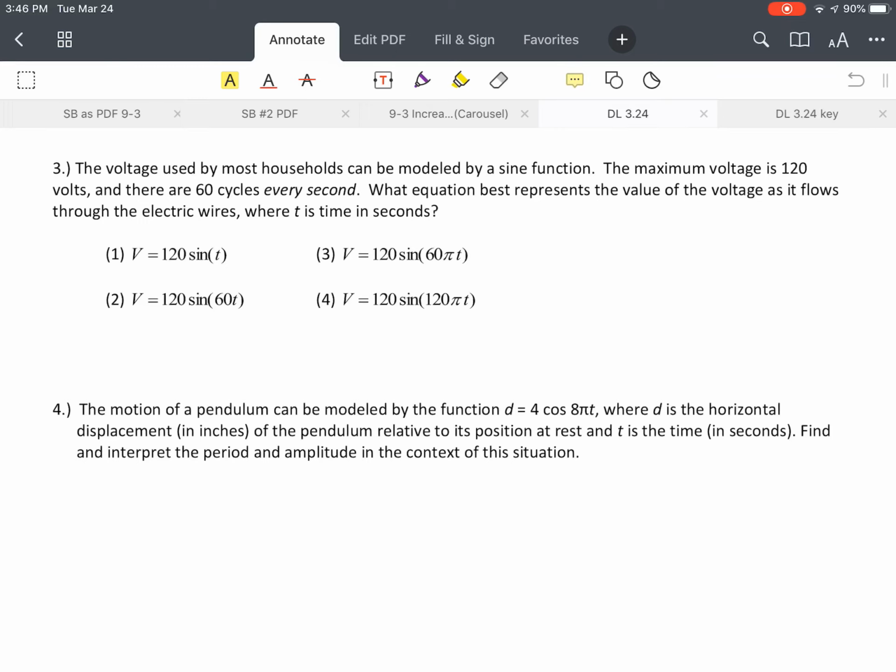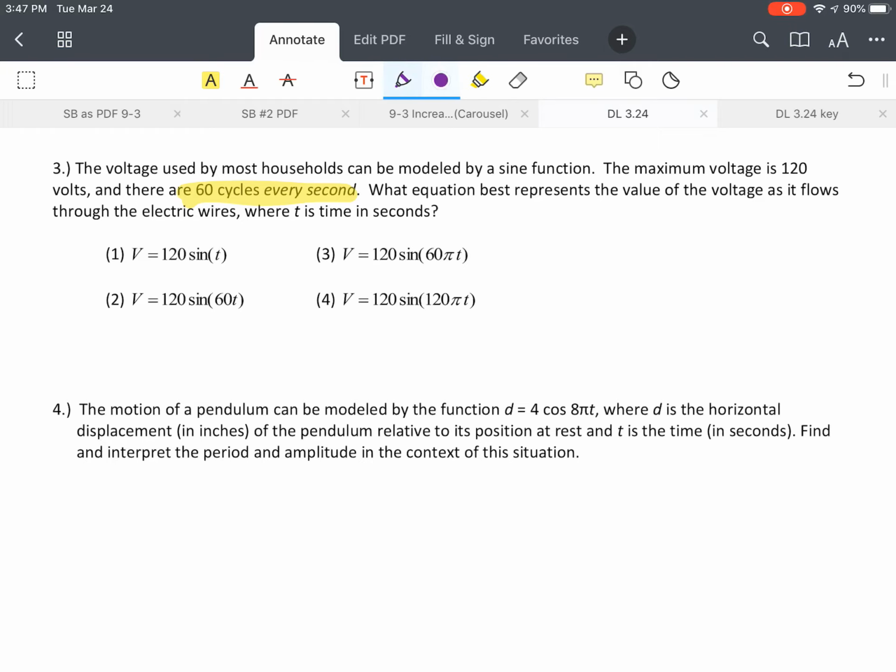The voltage used by most households can be modeled by a sine function. The maximum voltage is 120 volts and there are 60 cycles every second. Okay, that's pretty important. Which equation best represents the value of the voltage as it flows through the electric wires where T is time in seconds?